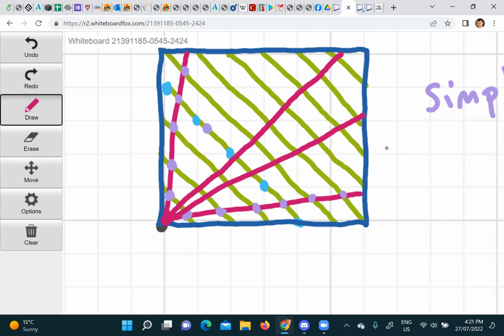So in this way you can get how many? 1, 1, 2, 1, 2, 3.